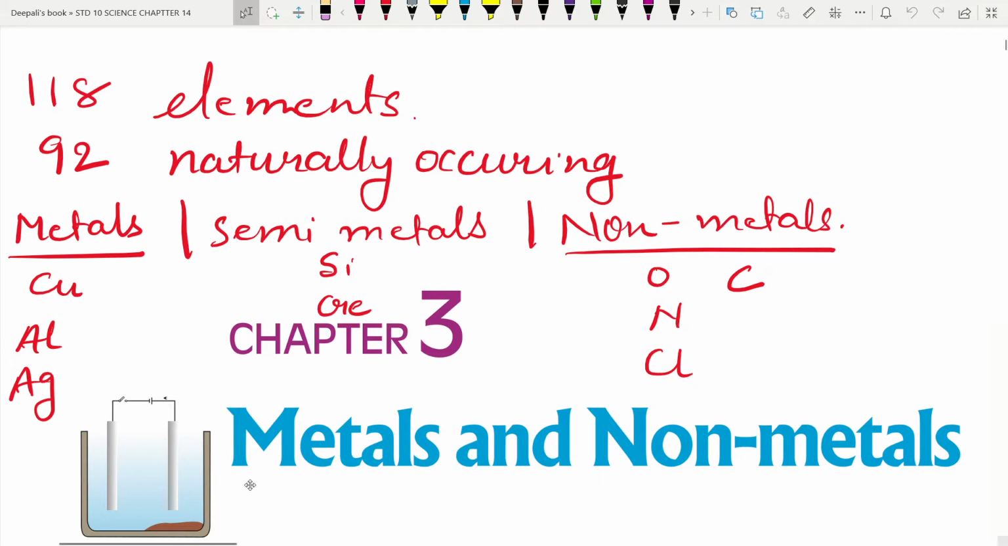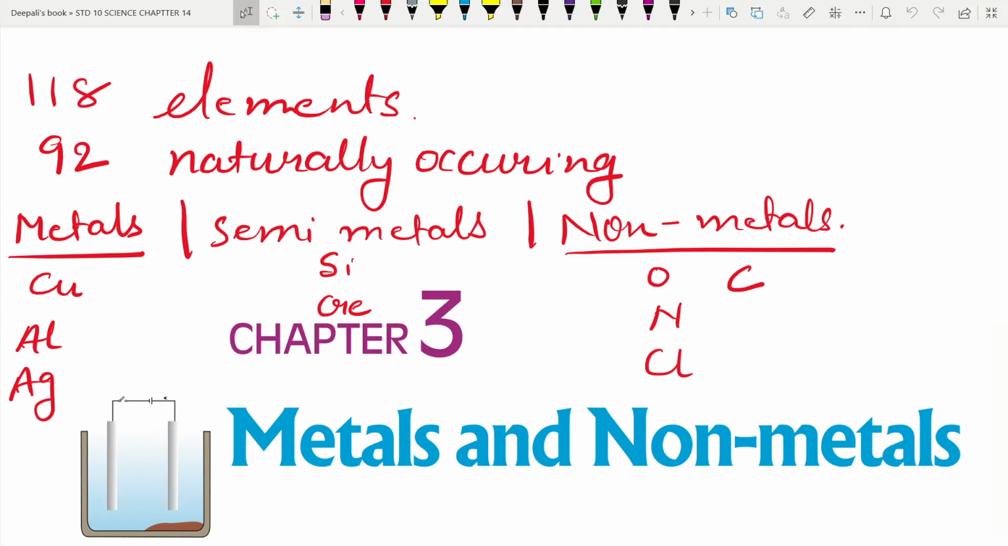In this chapter, we are going to study the physical and chemical properties of metals and nonmetals. There are 118 elements in the periodic table which are available in nature. Out of them, 92 elements are naturally occurring. These elements are beautifully classified into three broad categories in the periodic table: metals, semi-metals, and non-metals.